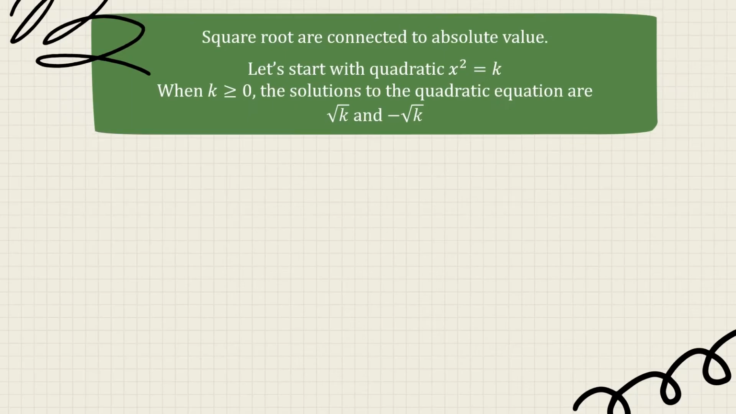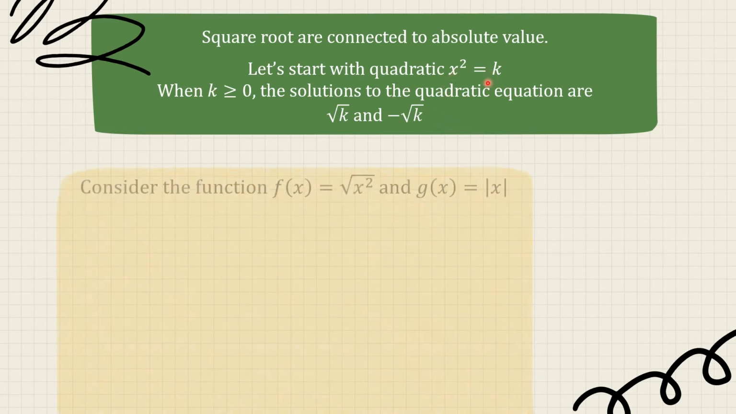Okay, now square root are connected to absolute values. So what does it mean by connected? Apa kaitan antara square root dengan absolute values? So let's say kita start dengan x square equals to k. Okay, kalau kita nak cari solution dia, okay, when k is more than or equals to 0, kan? Sebab kita tahu kan x square ni memang sentiasa positif, betul? So the solutions to the quadratic equations are square root of k and negative square root of k. Okay, ini pun semua orang dah tahu, betul tak? Kalau kita gantikan square root of k inside this x, and then kita squarekan dia, we are going to get k. And if we put negative square root of k into this x as well, kalau kita squarekan it will be k.